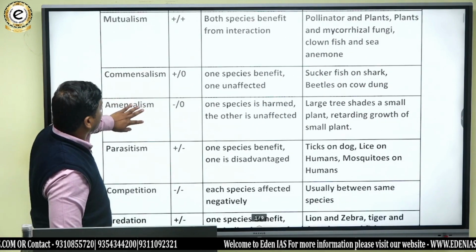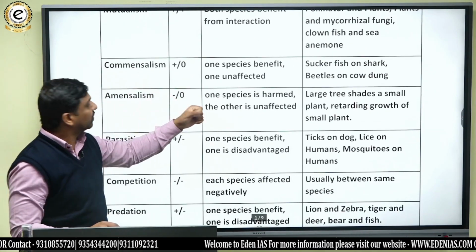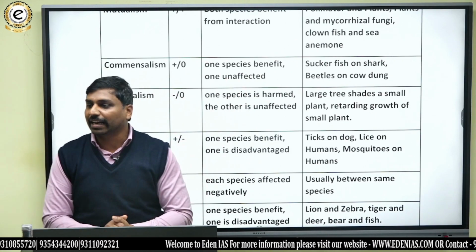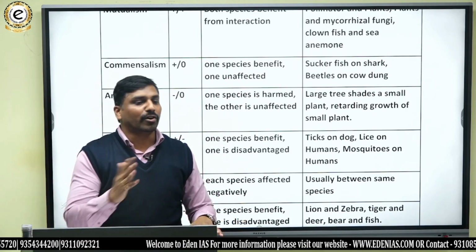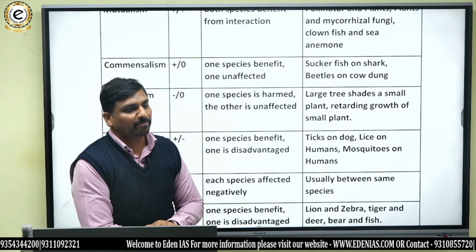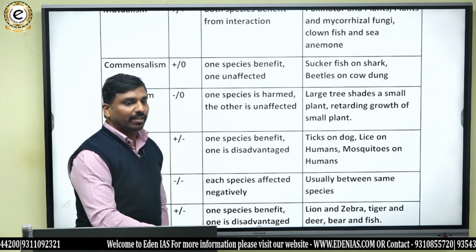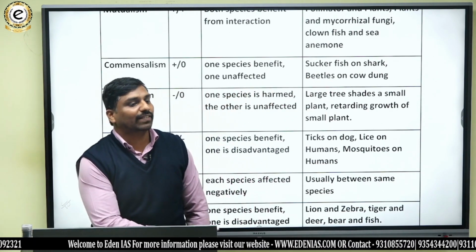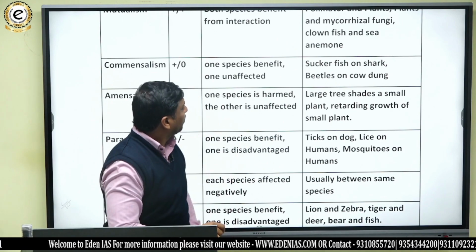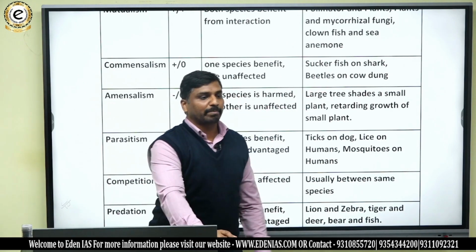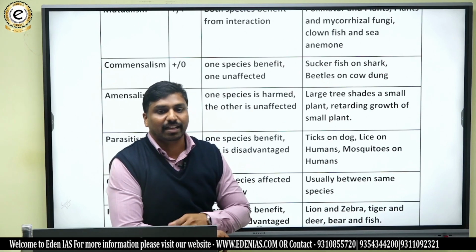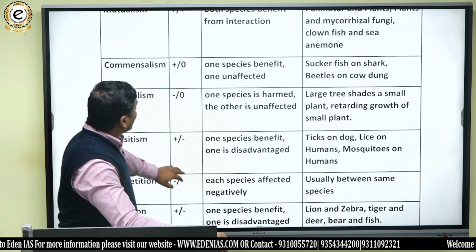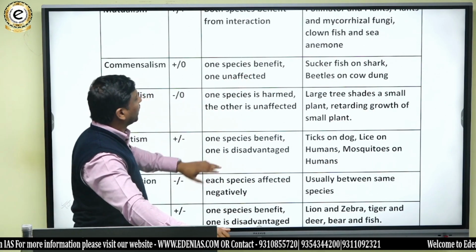Then commensalism. In commensalism, as we have discussed, one species would be benefited and the other species would be unaffected. Unaffected means neither harm nor benefit. Simply it will remain neutral, but for one, it will be benefited. Like here, you can see examples like suckerfish and shark. This is one example. And beetles and cow dung. Did you ever see that on cow dung there would be some sort of insects? Yes, they are nothing but beetles. So here one species will benefit and the other would be unaffected.